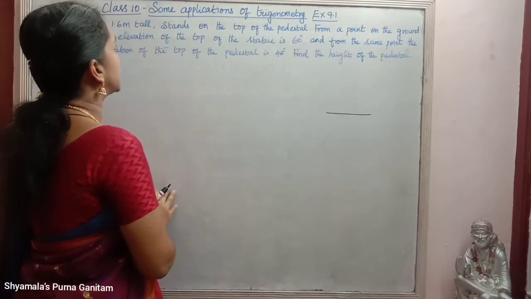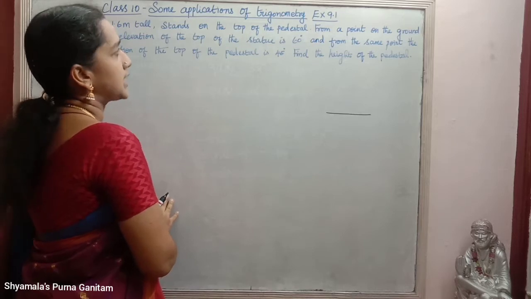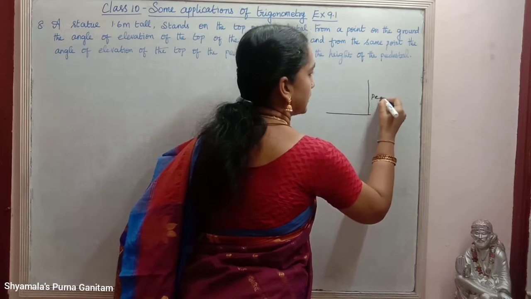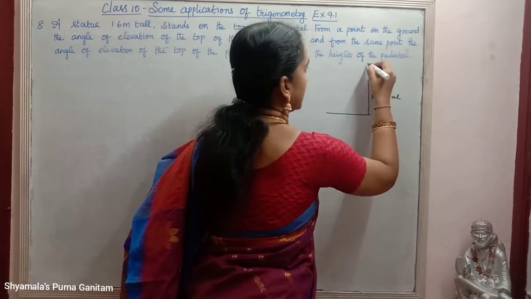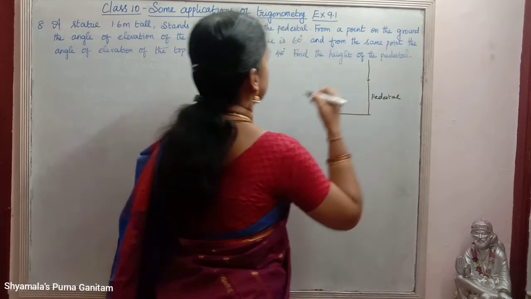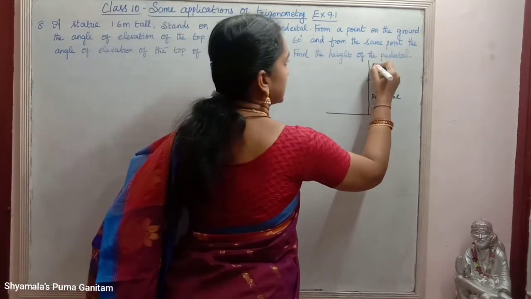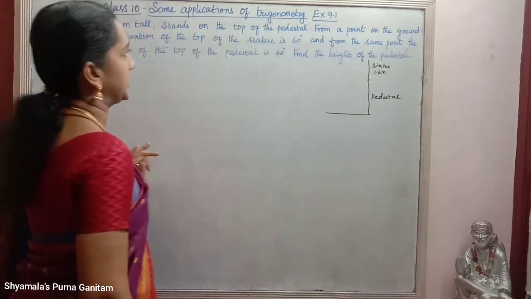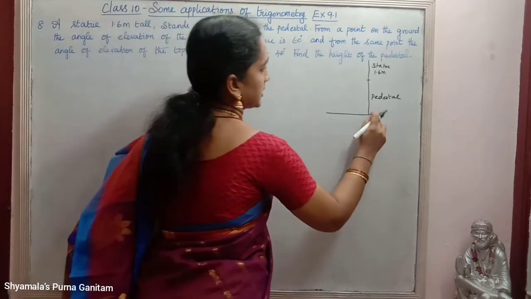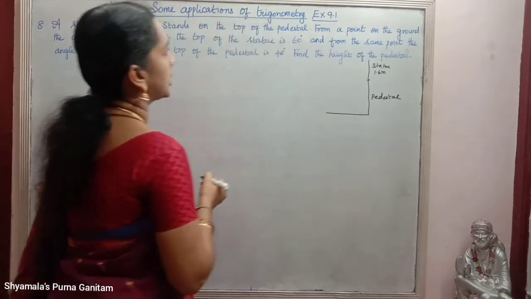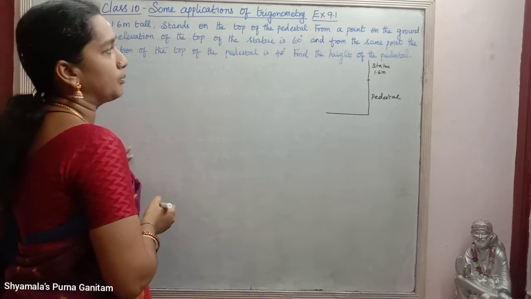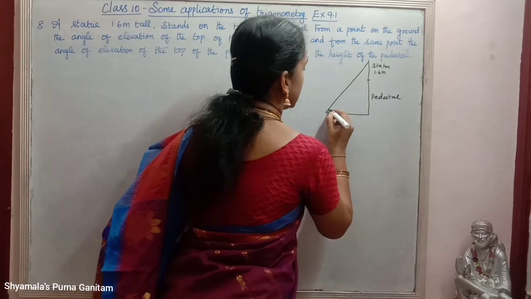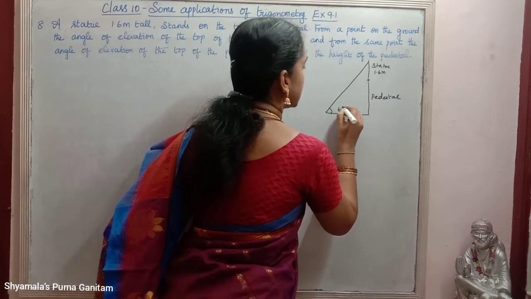A 1.6 meter tall statue stands on the top of a pedestal. So this is the pedestal, and on the top of the pedestal, the statue is there, 1.6 meter. From a point on the ground, so this is the ground, the angle of elevation of the top of the statue is 60 degree. So this is the statue, and the top of the statue is given as 60 degree.